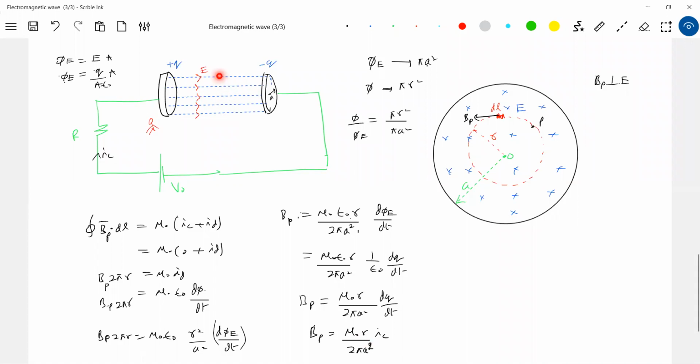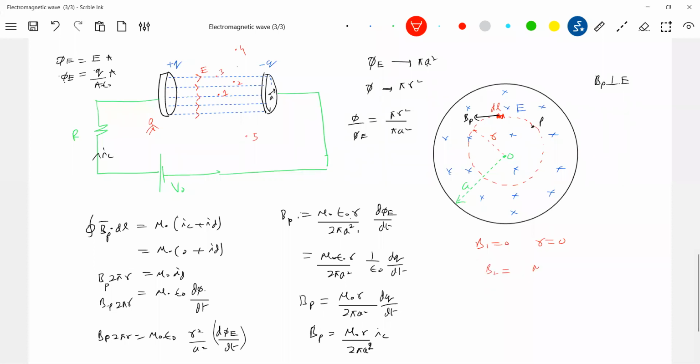Let me mark all the points, so some points I will keep here: 1, 2, 3 like that. That will be easy for you. So exactly on the axis, then 2, 3, 4, 5. What about the field at 1? It will be 0. Any reason? r is 0. Field at 2 and 3.